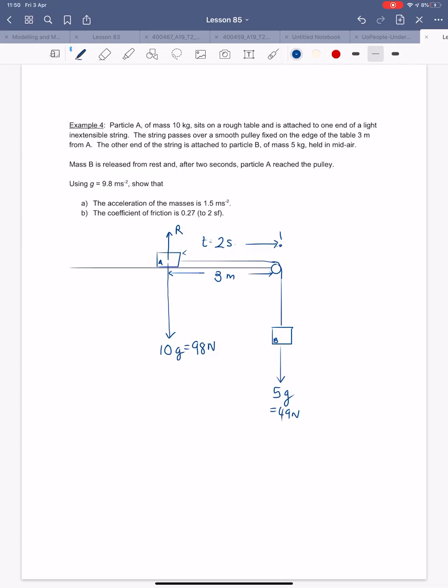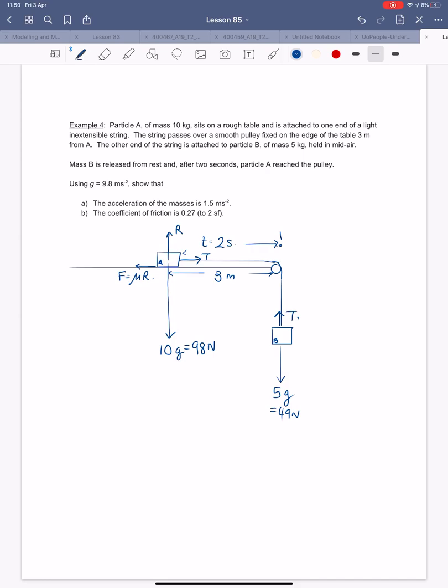Using g is 9.8, show that the acceleration of the masses is 1.5 and the coefficient of friction is 0.27. Oh yeah, it's a rough table. So the friction is going to oppose the motion, so it's going to be going this way. We're going to have a tension in the string as well. I think that's everything. A quick check.